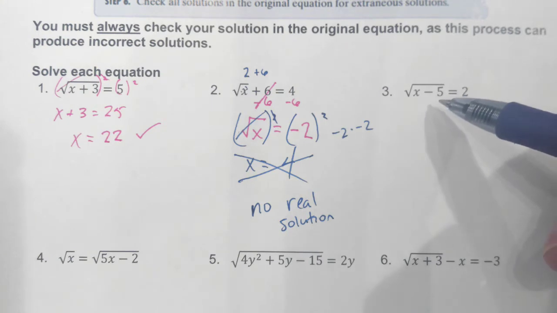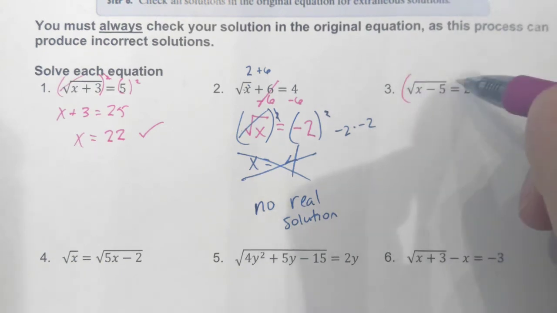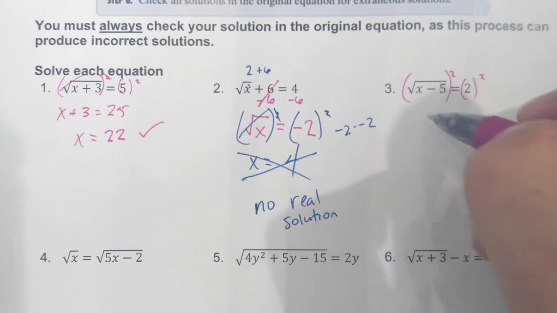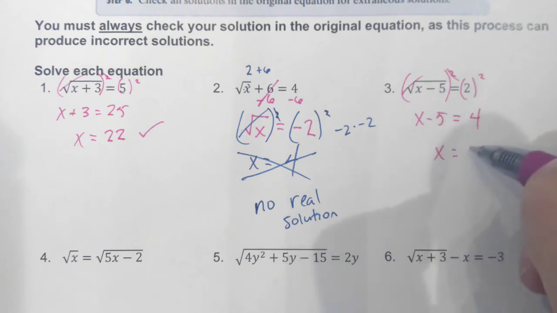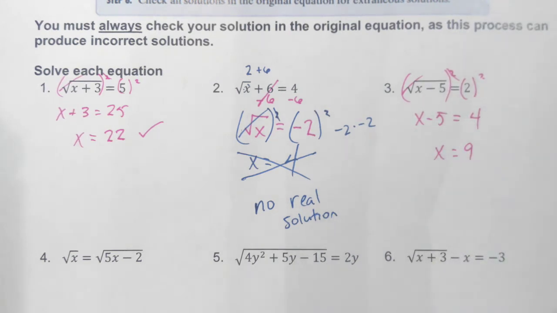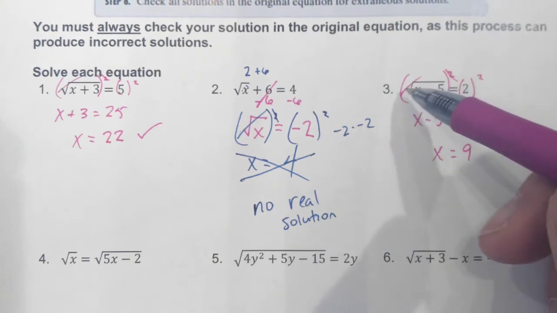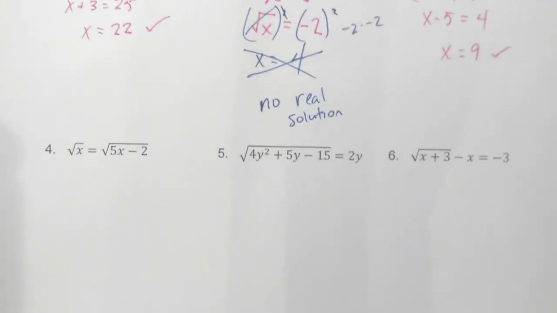If you want to pause the video here and try 3, that would be great. It's a lot like number 1. All right, let's see how you did. The radical was already isolated, so you should have squared both sides of the equation. That would give you x minus 5 equals 4. Add 5 to both sides, you get 9. Plug it into the original. What's 9 minus 5? That's 4. What's the square root of 4? It's 2. That was what it was supposed to be, so that equation checked out.